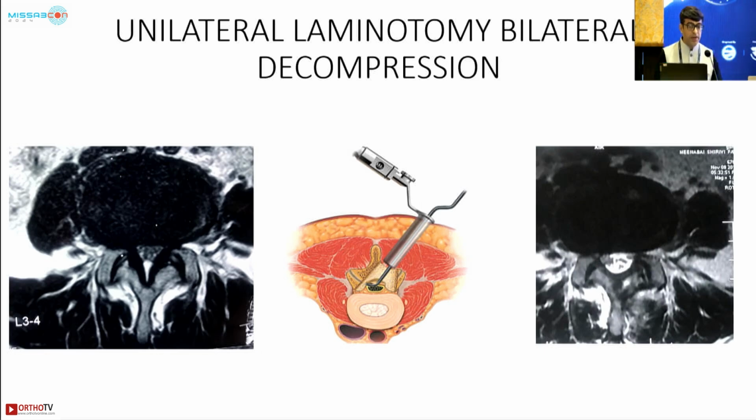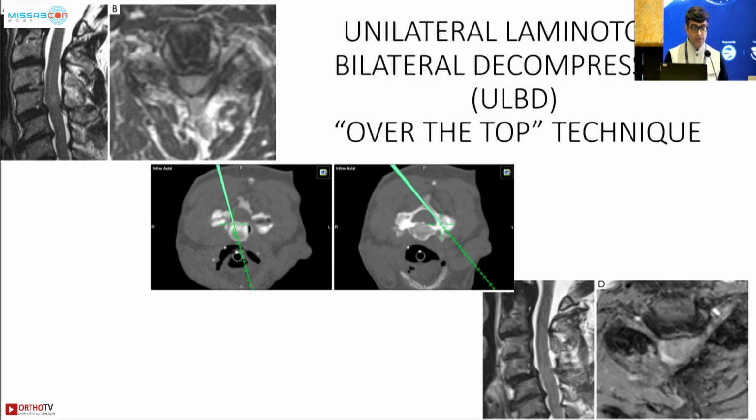Next is unilateral laminotomy with bilateral decompression. In the lumbar spine, it's a very popular approach, like this lumbar canal stenosis. You do a unilateral approach with a bilateral decompression, and the same has been described in the cervical spine as well. Like this patient with a focal cervical myelopathy, under navigation guidance, this author had done an ipsilateral approach with bilateral decompression and the post-op MRI shows adequate decompression.